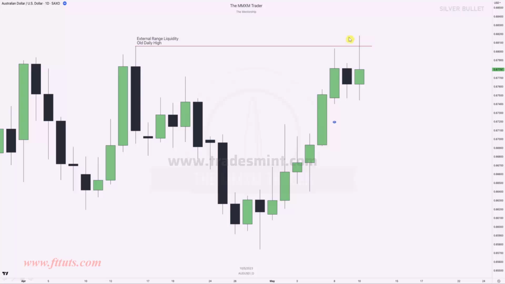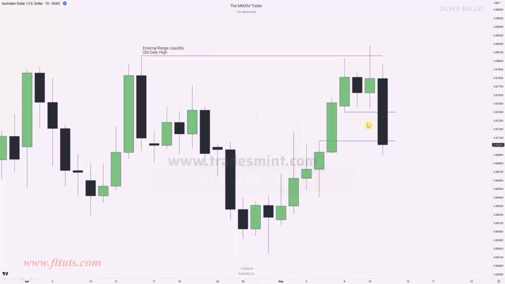So now we know this high over here is unlikely to get traded into again, and our next draw on liquidity is to fill up an imbalance or reprice into a fair value gap, right? Because the algorithm only does two things, which is running old highs and lows, and repricing into imbalances and inefficiencies. Now we see this big daily candle completely filling up this fair value gap on the daily time frame.